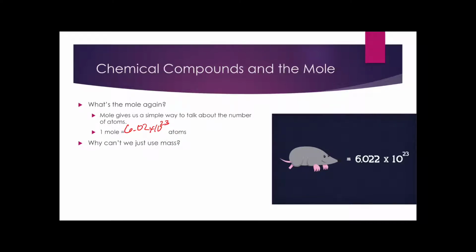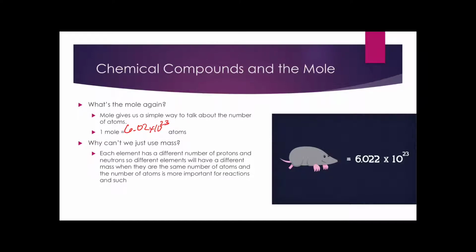Now, why can't we just use mass? Well, remember, each element has a different number of protons and neutrons, and that's what gives mass to the atom. So every element has a different mass. But in reactions or making solutions, we want to know more the number of them, not necessarily the mass of them. When we talk about the number of them, it would be too hard to talk about such huge quantities, because something times 10 to the 23rd starts losing meaning to us because it's so gigantic. Humans can't comprehend how big that value is.